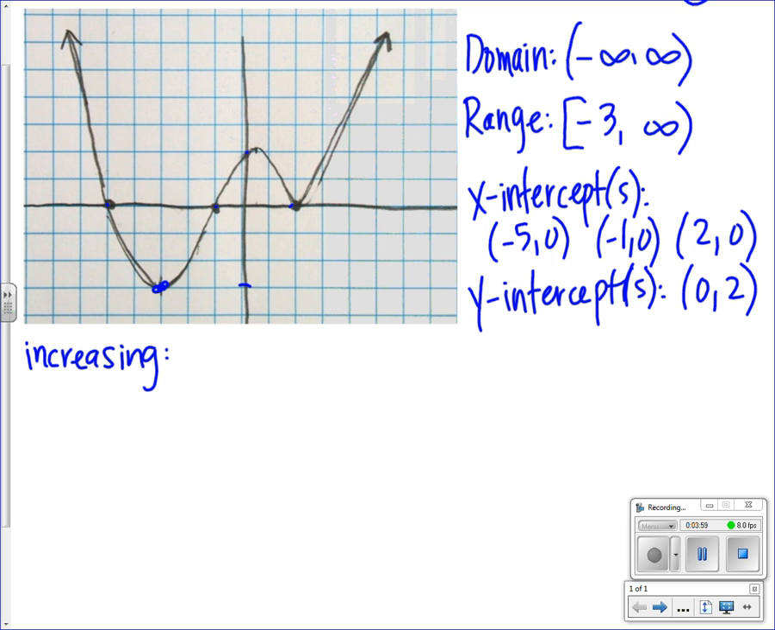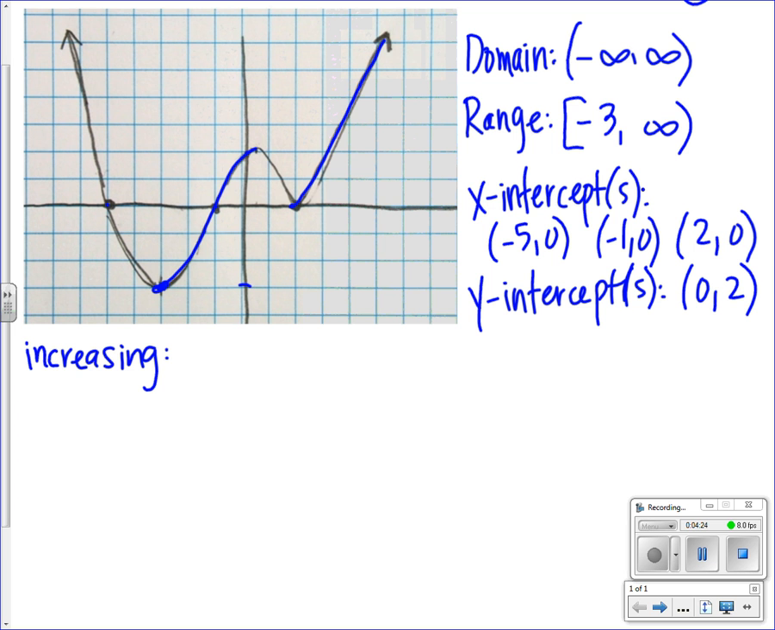So if we're going left to right, think of it like a roller coaster ride, okay? We're going down, then we start to go up right here, right? And then we go down again, and then we go up again. So those intervals in blue, we have to name those according to what x is, not y.